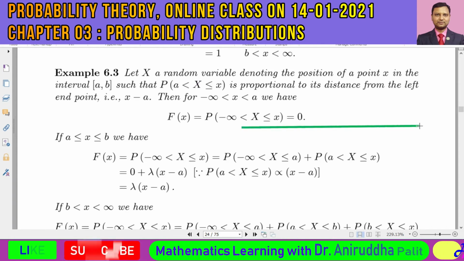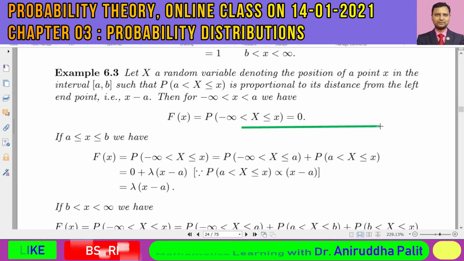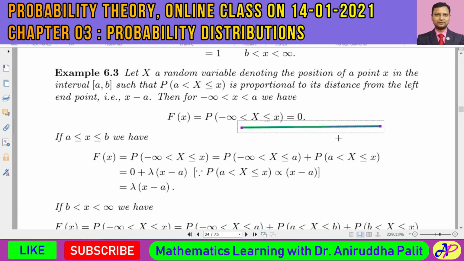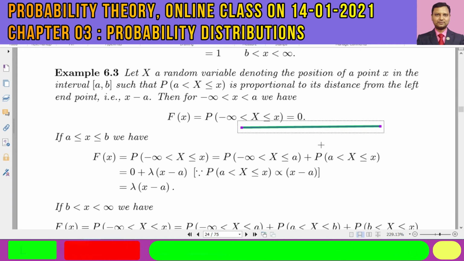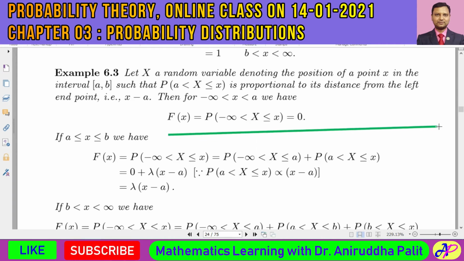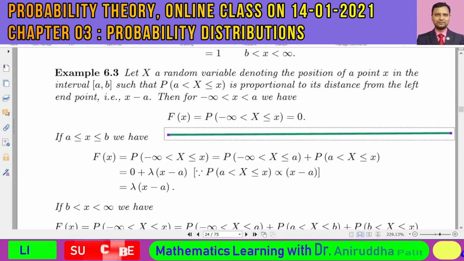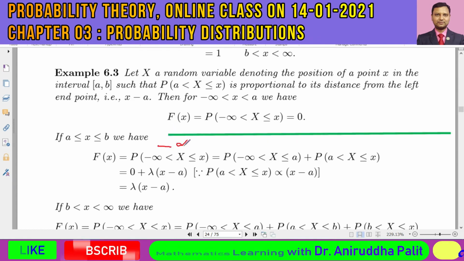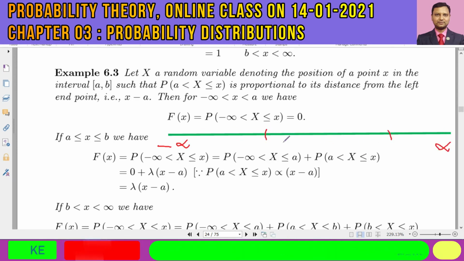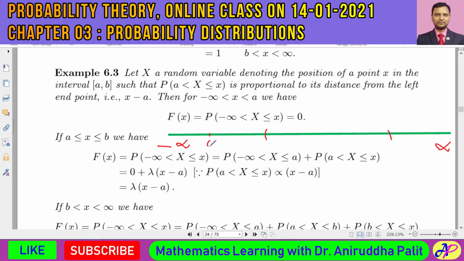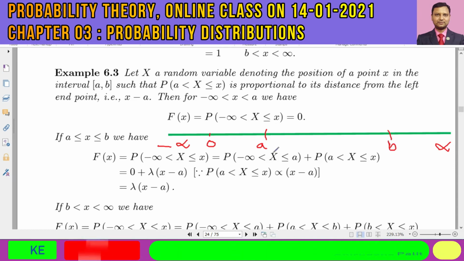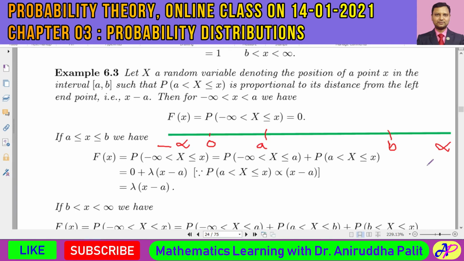Suppose we have a rod of finite length. Rather than considering a rod, we consider a large interval from minus infinity to plus infinity. Now you consider a finite interval that would be equivalent to a rod. Suppose that this is the origin O, and the first end point is situated at a distance a, and the second end point is situated at a distance b. Then this interval would be equivalent to the interval (a, b).